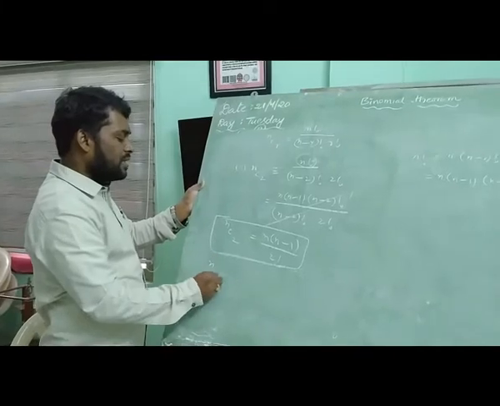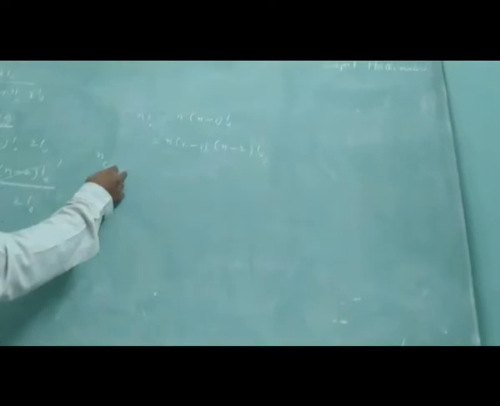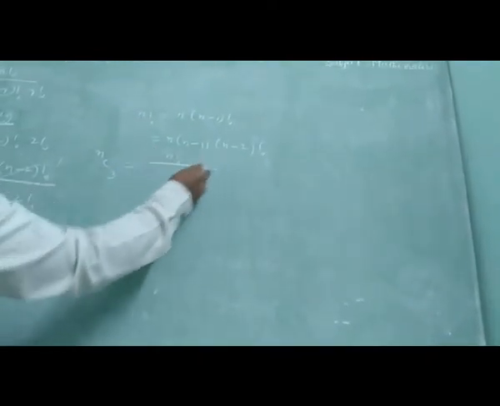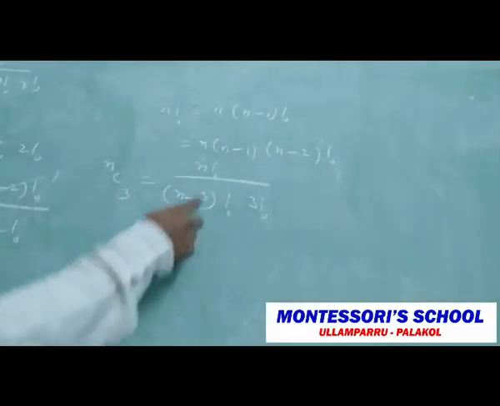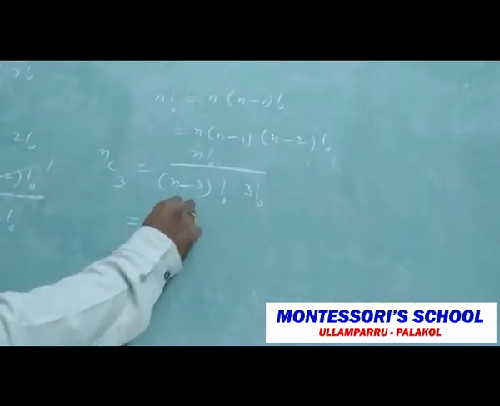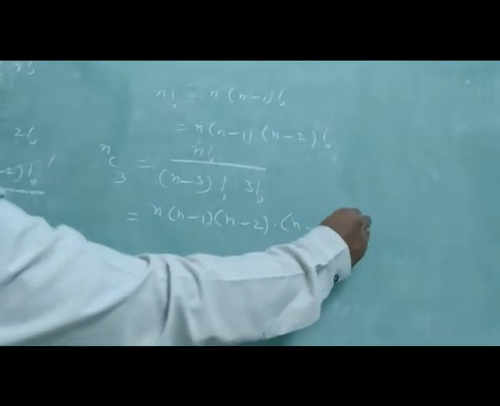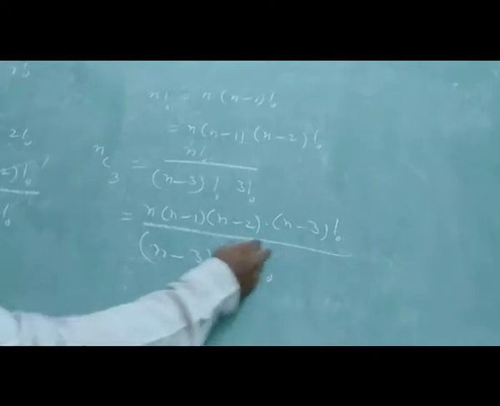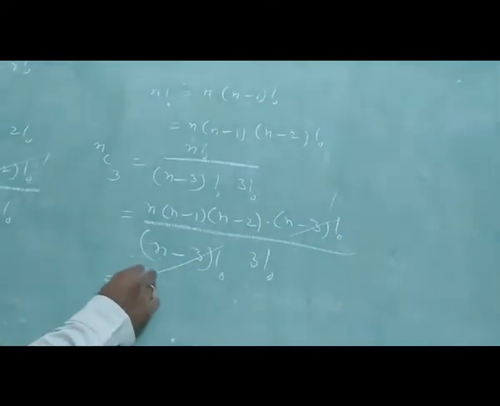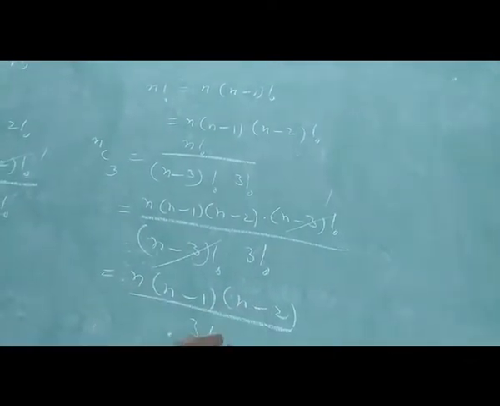Can you say the value of nC3 now? So I am deriving the next one, nC3. After that you can say the remaining values. So nC3, apply the same concept: n factorial by n minus 3 factorial into 3 factorial. Again this n factorial can be written as n into n minus 1 into n minus 2 into n minus 3 factorial by n minus 3 factorial into 3 factorial. Again do cancellation. So the remaining value is n into n minus 1 into n minus 2 by 3 factorial.